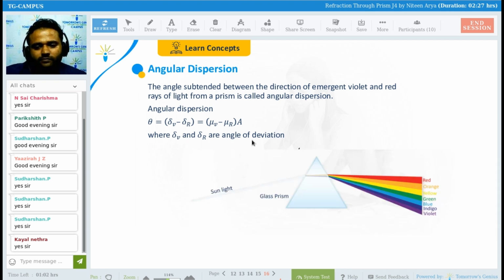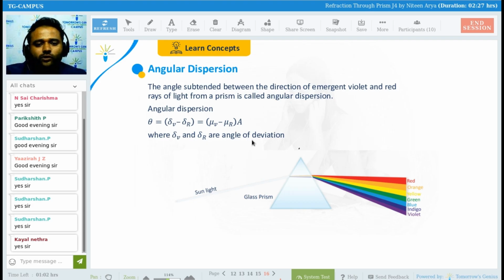Clear? More clear. So as we can see, what is the angular dispersion? Angular dispersion is the angle subtended between the direction of emergent violet and red rays of light from a prism. Simple, this angle. This angle is known as angular dispersion theta.